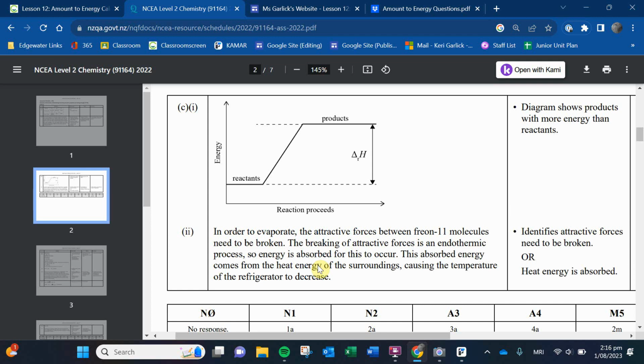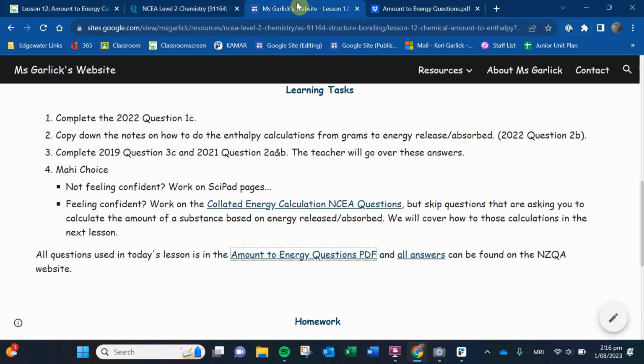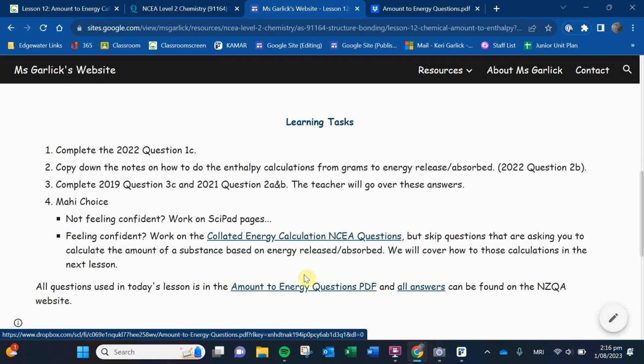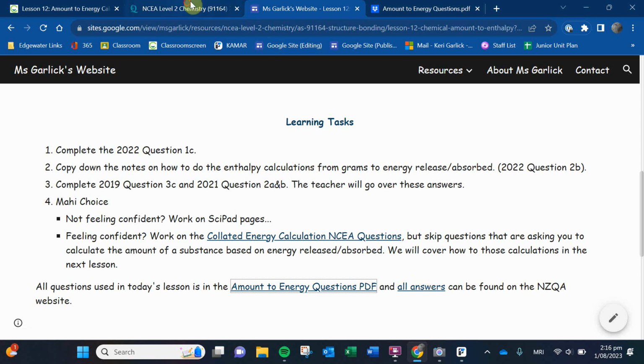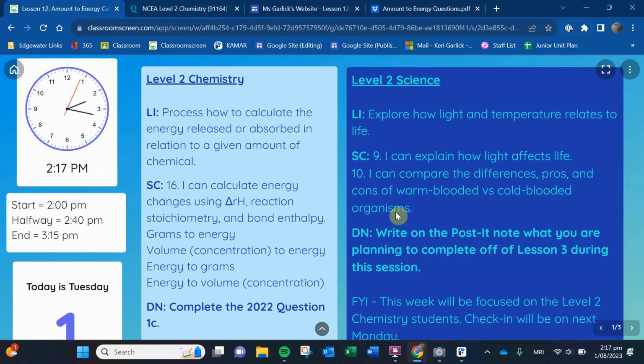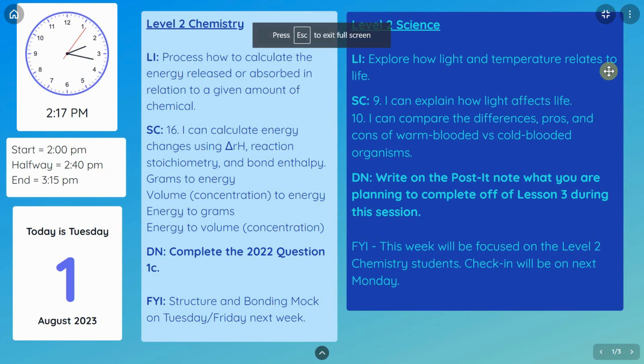Cool. All right, don't worry about madly copying this down because I have linked it on my Google Classroom. All the questions we're going to be using today are linked there. And also I've linked to the NZQA website with all the answers. So it's all readily available for you guys. Cool. Questions, concerns, comments? Keep going.